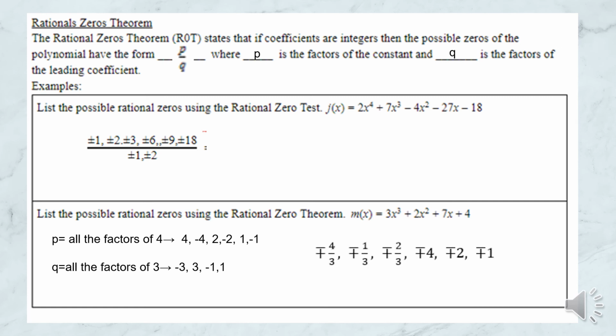So I'm going to take all of those P values and divide them by Q. So I should get plus or minus 4 over plus or minus 3, plus or minus 2 over plus or minus 3, and plus or minus 1 over plus or minus 3. Then I need to take all of my P factors divided by plus or minus 1. So I have plus or minus 4 divided by plus or minus 1, plus or minus 2 divided by plus or minus 1, and plus or minus 1 divided by plus or minus 1.